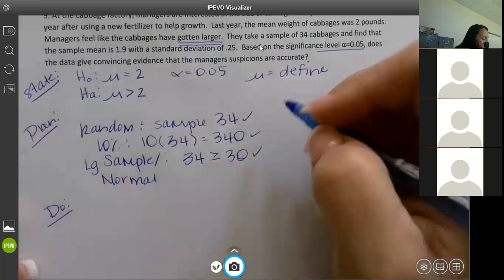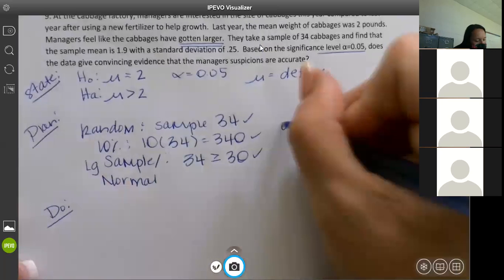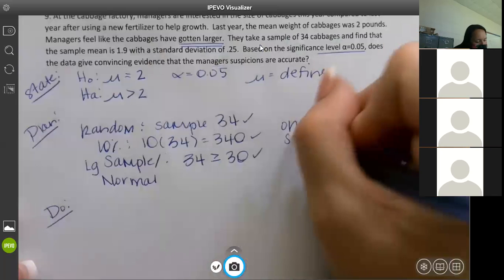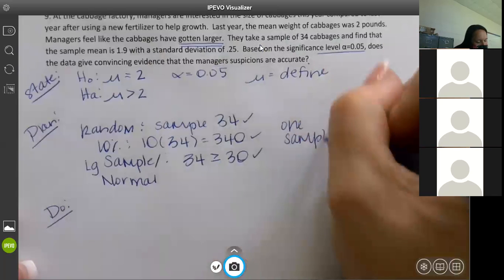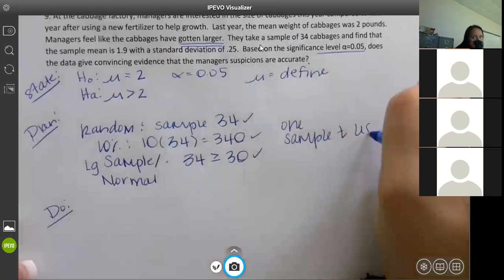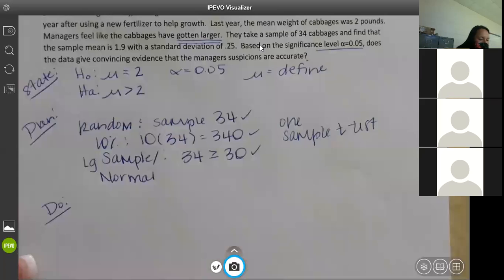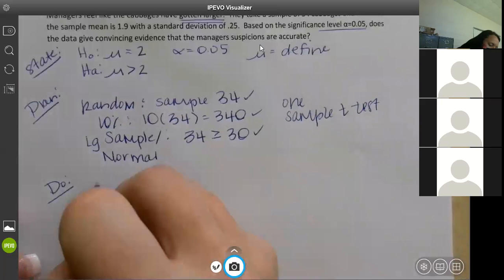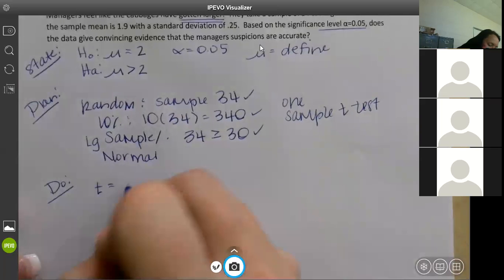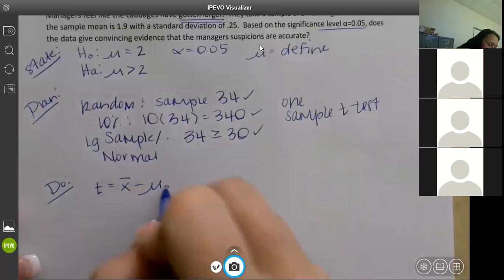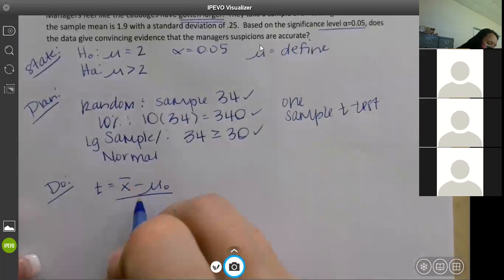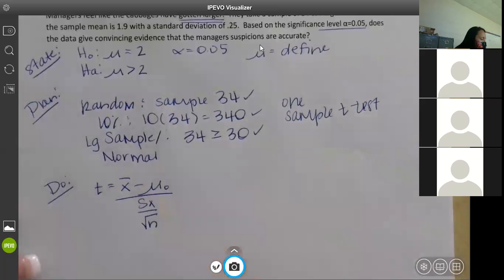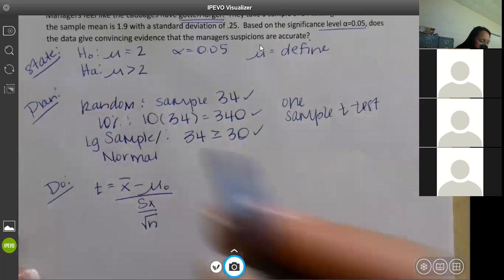And this is going to be a what? One sample t-test. Good. One sample t-test. So write your formula out. X bar minus mu sub O over S sub X over the square root of N. You can define them or not. It does not matter.